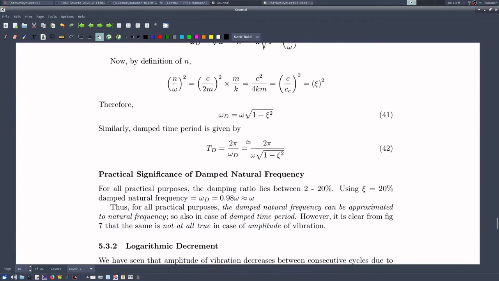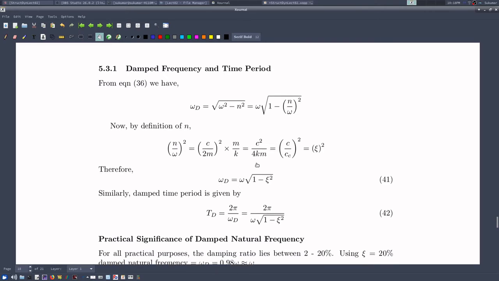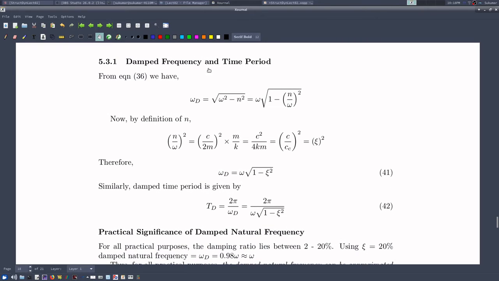So next, let us find out the value of damped frequency and time period.